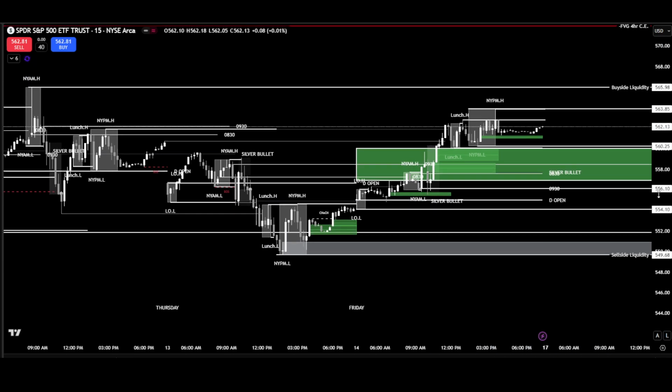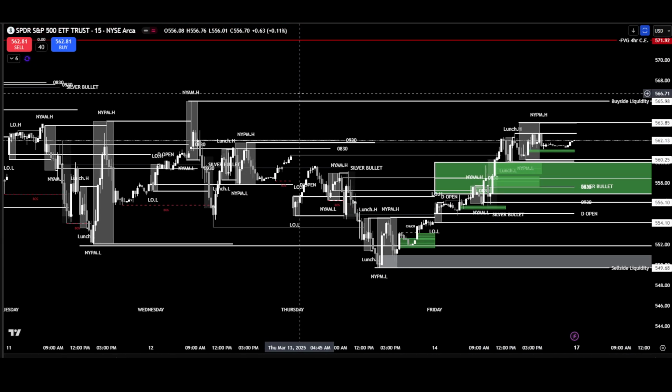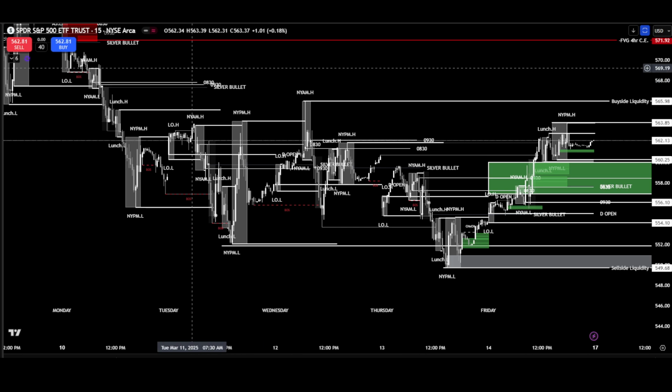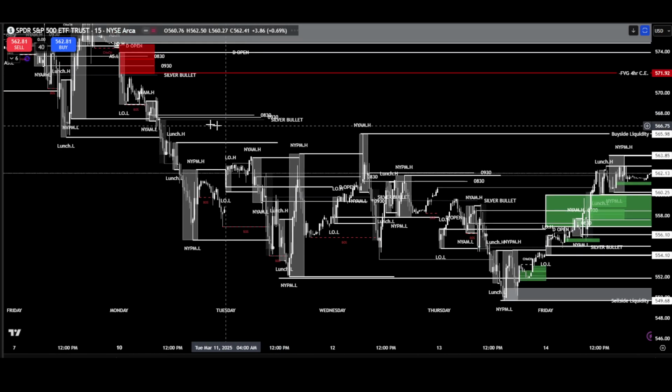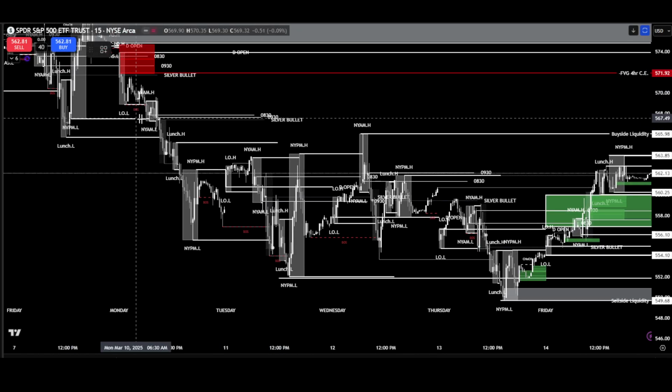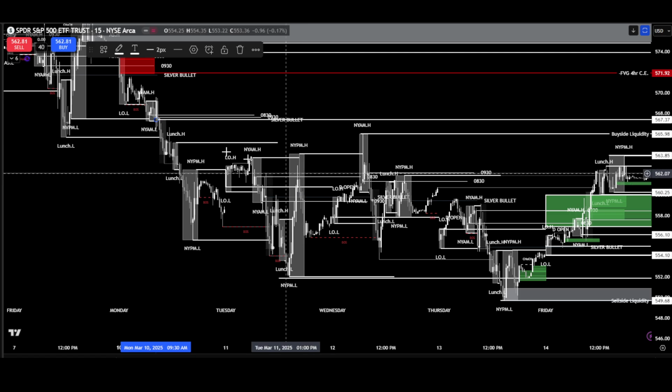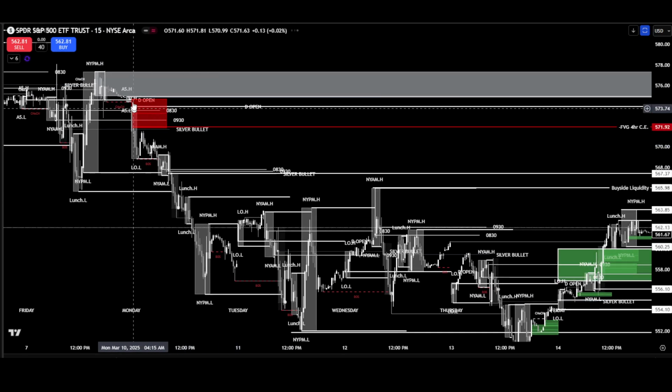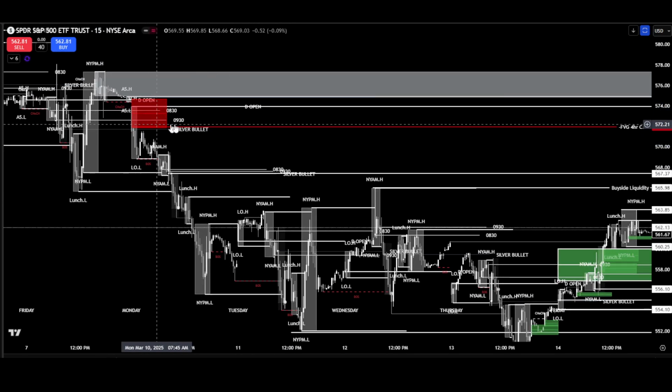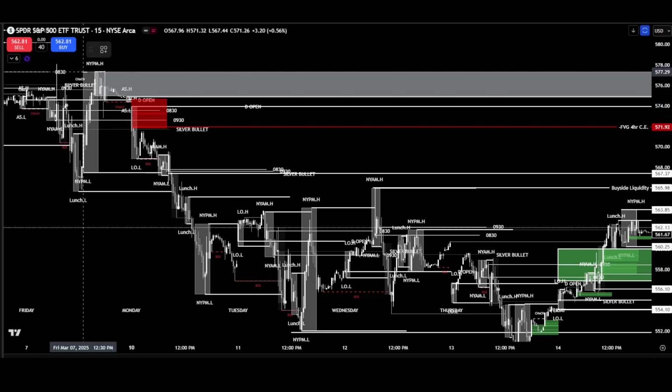563.85. And then I'm going to scroll out a little bit and see, are there any other kill zone macros that we have not taken yet? And I see there's a silver bullet one right there. And then we have a 1 hour fair value gap that you can note. And then there is an order block here.